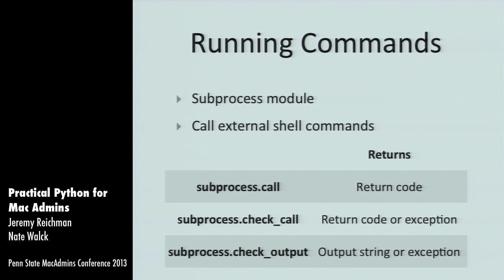And then the subprocess check_output function will give you the output string or an exception again. So if you want to get the output of a command, which you often do for the commands that Apple has built in, because instead of giving you an exit code, they give you strings that you have to parse, right? We've all dealt with this. So this is a convenient function to check output.